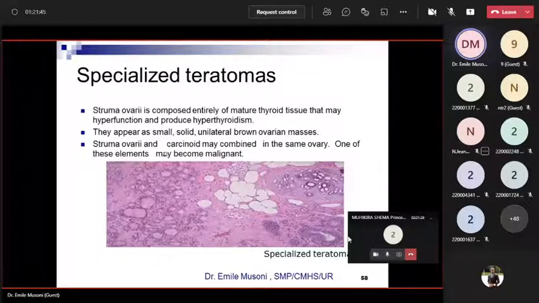They say one of these elements may become malignant. We have seen one case of squamous cell carcinoma on an ovarian teratoma, because that epithelium has become malignant. But this one is very rare. Most of the time it is benign.